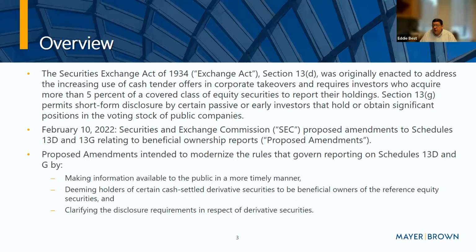Section 13D generally requires investors who acquire beneficial ownership of more than 5% of a class of equity securities registered under the Exchange Act to publicly report their holdings by filing a Schedule 13D with the SEC. Today, you'll hear us say generally an awful lot because there are numerous exceptions and exemptions in the rules under Sections 13D and 13G. For example, institutional investors and passive investors generally file on a shorter form Schedule 13G. Section 13G of the Exchange Act requires any person who beneficially owns more than 5% of a class of registered equity securities to report their ownership. This is generally done on a short form Schedule 13G.